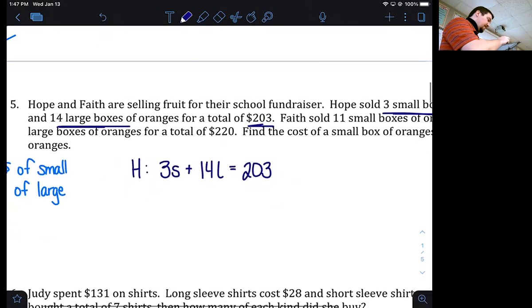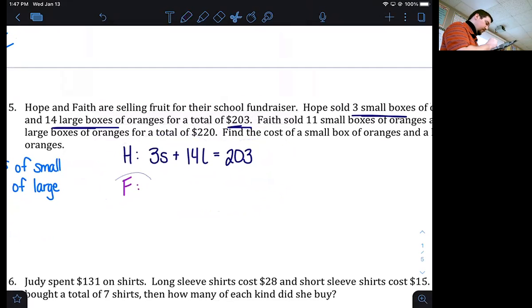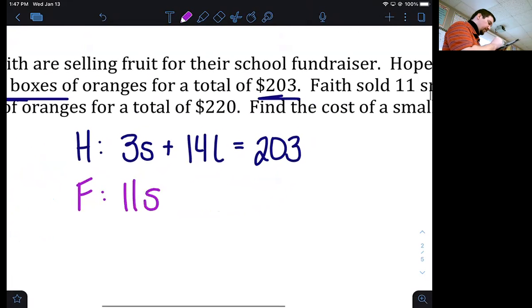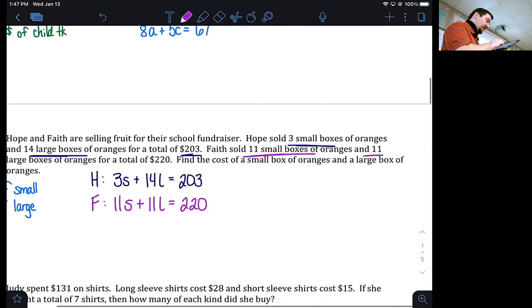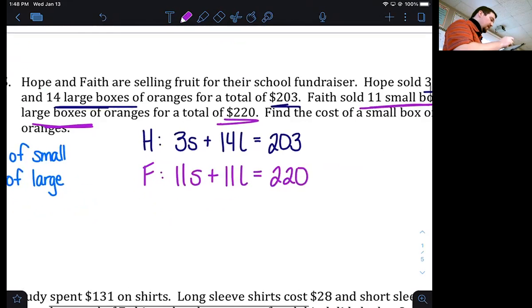So Jocelyn, that means you have the Faith equation. What would her equation be? 11S plus 11L equals 220. Good. 11S plus 11L equals 220. That's coming from this information here, 11S, 11L, and then 220. Good job.